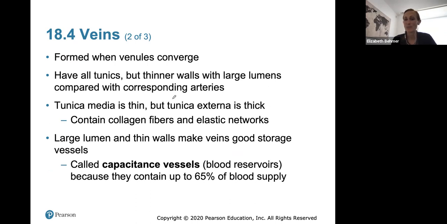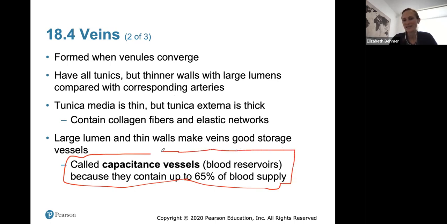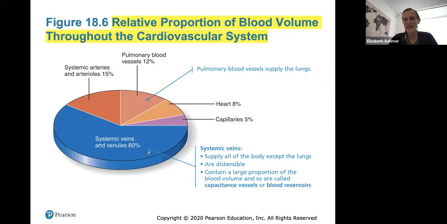They will have all the tunics, but much thinner walls with a large lumen compared with corresponding arteries. The tunica media is thin, but the tunica externa is thick. And the large lumen and thin walls make veins a very good storage vessel. So we often call veins our capacitance vessels or blood reservoirs because they contain up to 65% of our blood supply at all times. So here again, I just wanted to show you how the systemic veins and venules contain about 60 to 65% of our blood at all times. So we call the veins our blood reservoirs.